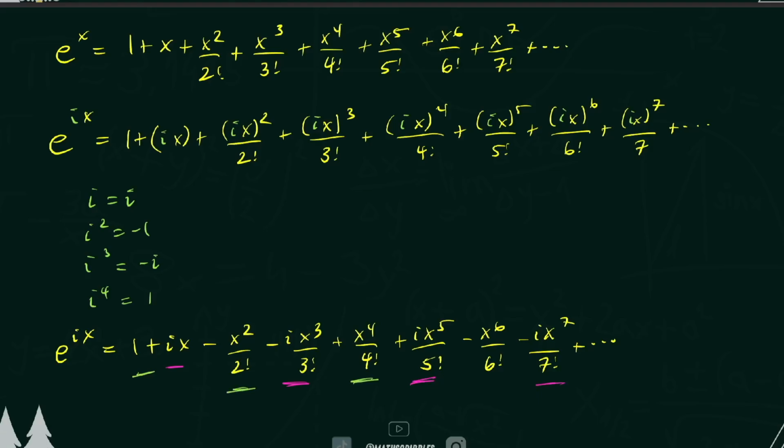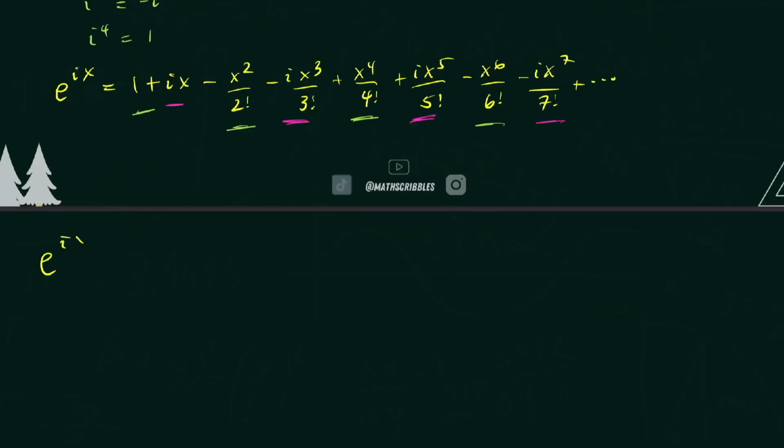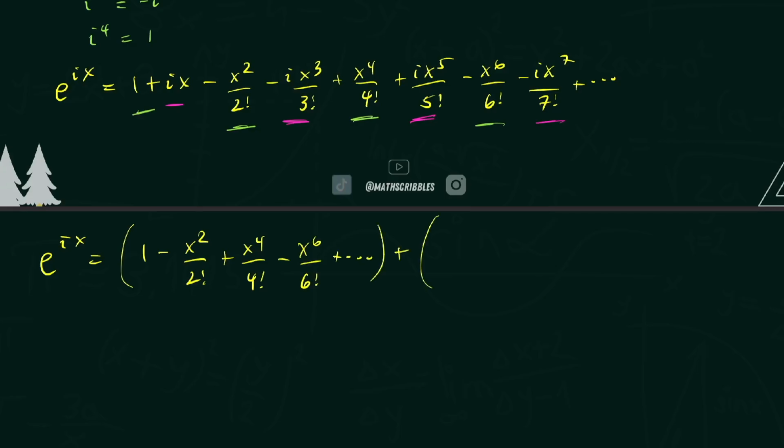So we're going to separate those in terms of values that have the complex number and those that do not. So we have e to the ix equals 1 minus x squared over 2 factorial plus x to the fourth over 4 factorial minus x to the sixth over 6 factorial, and this will continue. And you're going to notice that these are all the even powers. Plus, and now we have ix minus ix to the third over 3 factorial plus ix to the fifth over 5 factorial minus ix to the seventh over 7 factorial, and this continues on and on. And once again, these are the odd exponents.